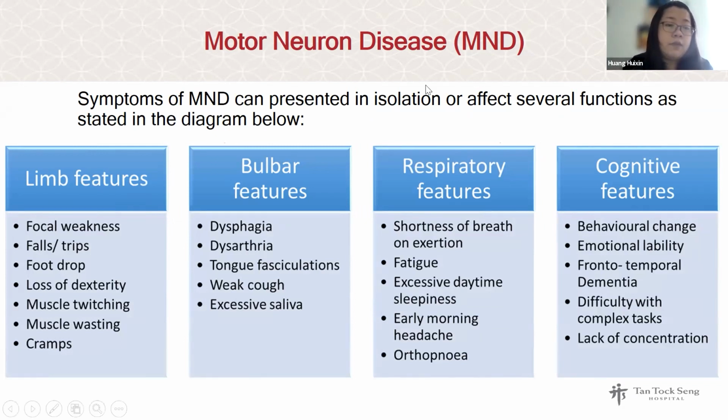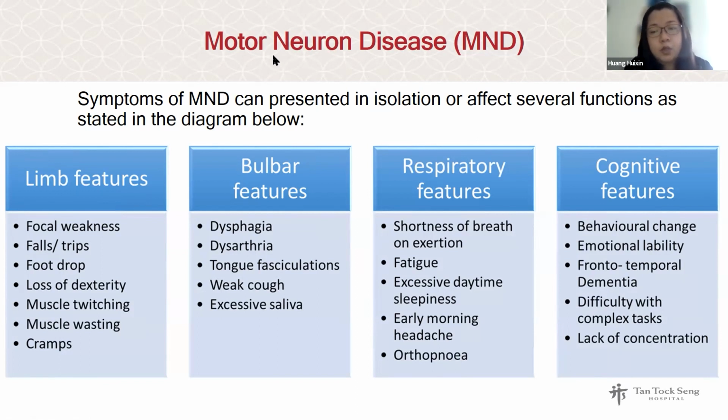It can be limb features whereby they tend to fall and trip very easily, a loss of dexterity, and muscle wastage. Some patients have bulbar features whereby they have difficulty in swallowing, weak cough, and excessive saliva, which I believe later Melinda will be sharing more about her role in this. And also respiratory features, being short of breath quite easily and having morning headaches.